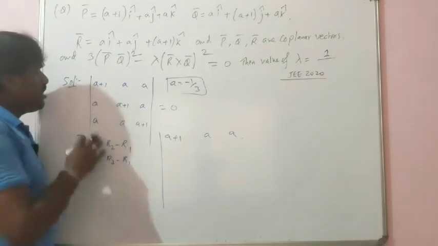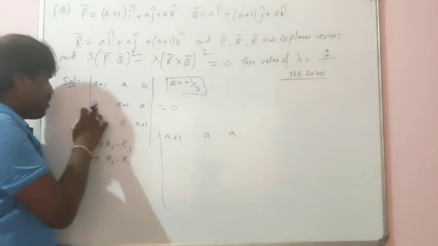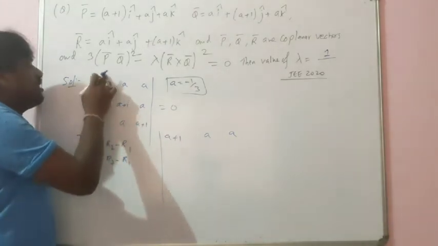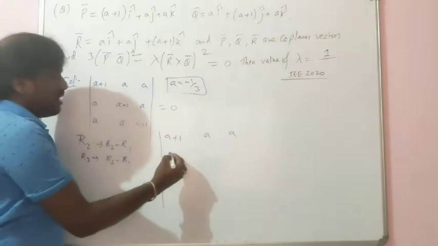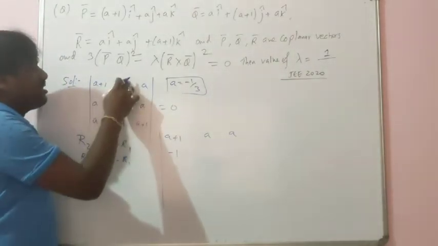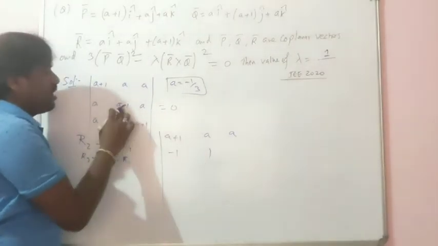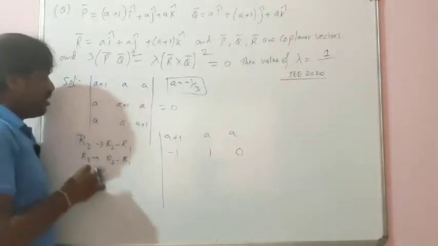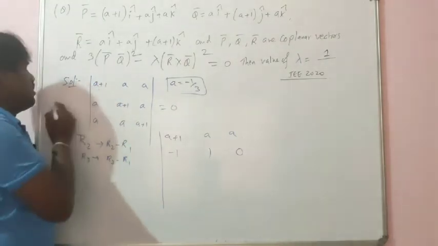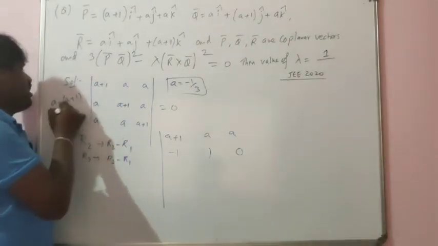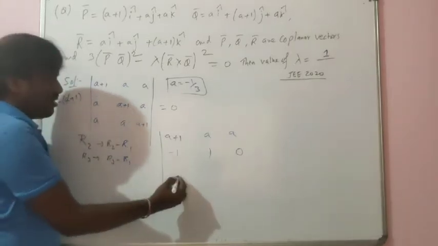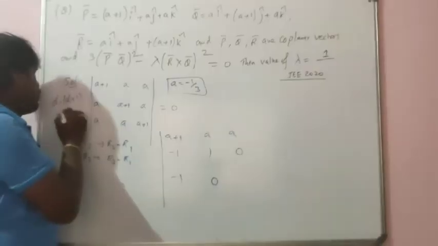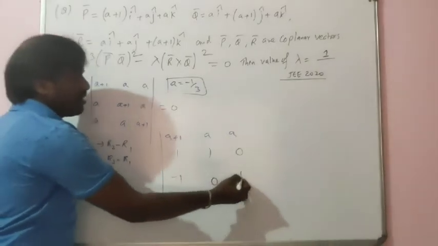Then here I am going to get R2 minus R1. This is a minus of minus a minus 1. a minus this one, the a cancels, minus 1 I'll get. And here a plus 1 minus a cancels, I'll get 1. Then a minus a, I am going to get 0. Now here R3 minus R1. See here, a minus (a plus 1), the a cancels, minus 1 I'll get. So a minus a will be 0. And a plus 1 minus a cancels, I am going to get 1.